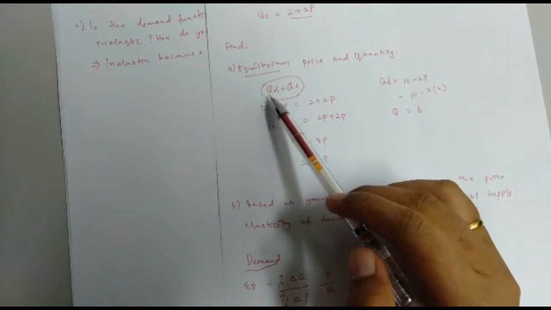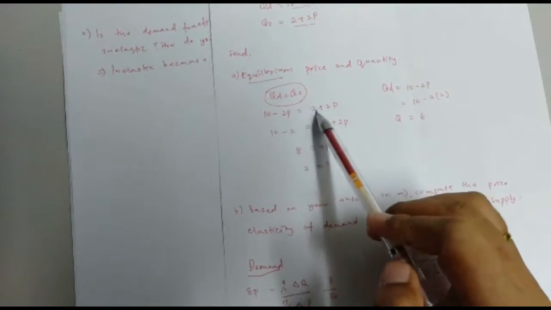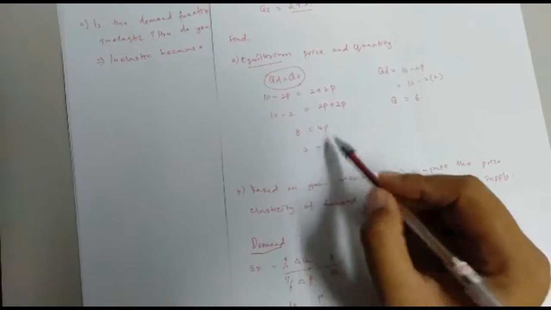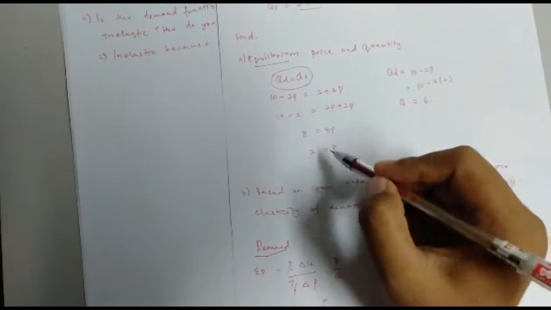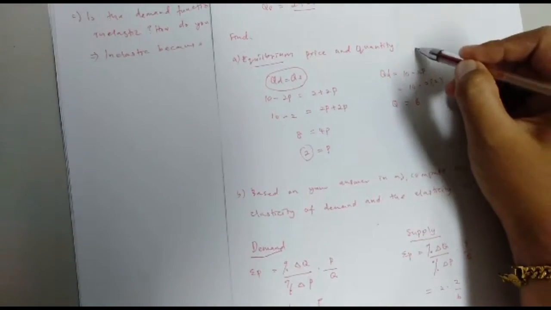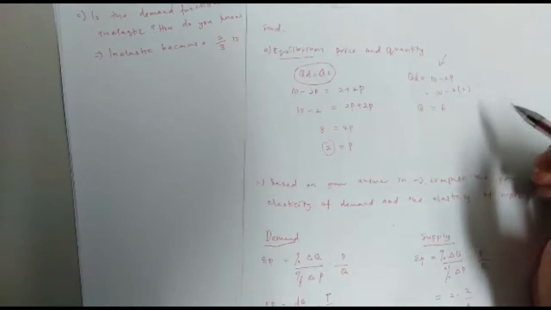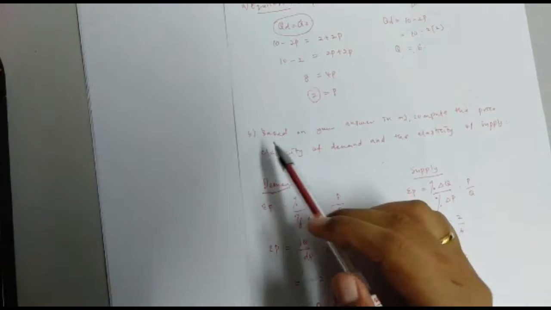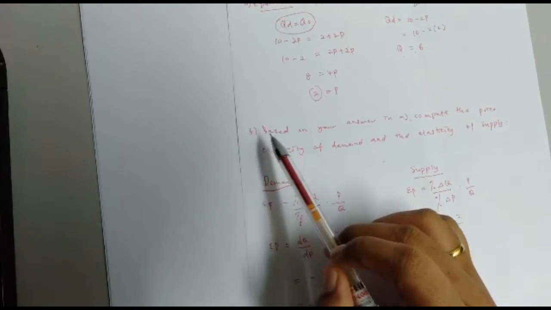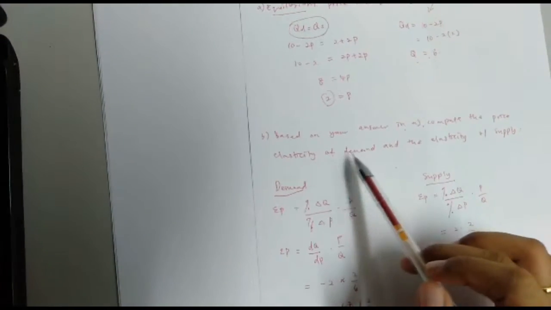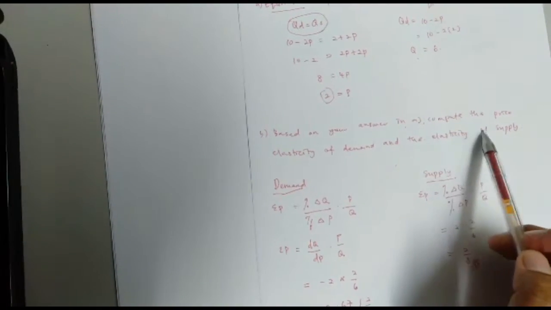QD equals 10 minus 2P and QS equals 2 plus 2P. So we define that P equals 2 and we substitute 2 into this equation. So we get Q equal to 6, and question B is based on your answer in A. Compute the price elasticity of demand and the elasticity of supply.